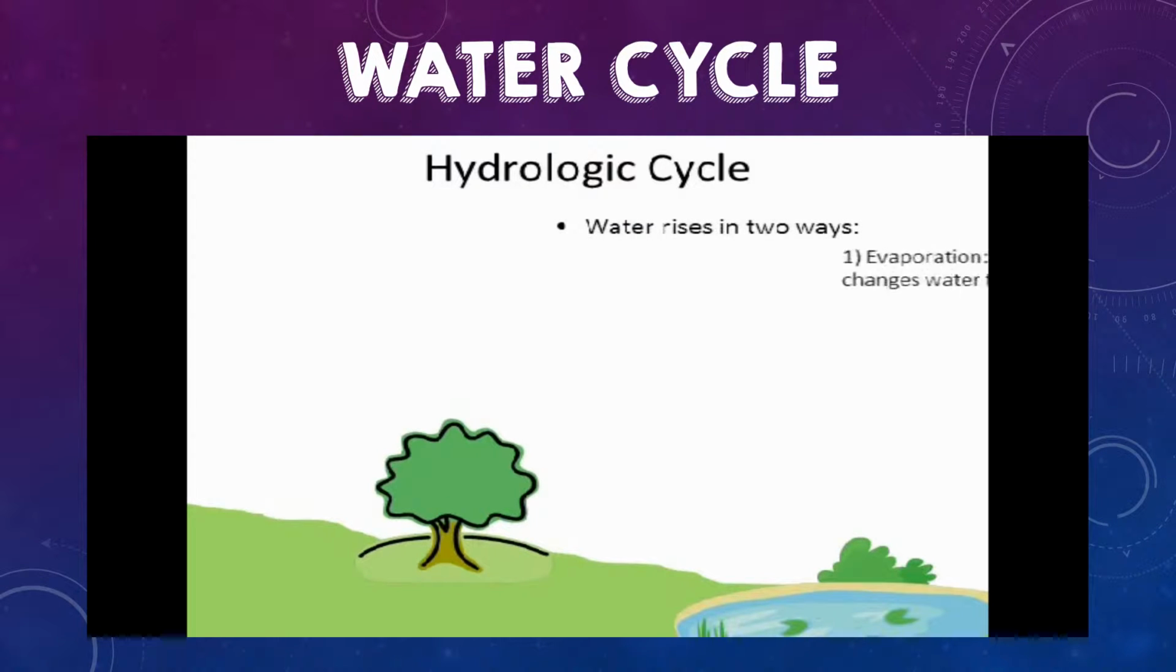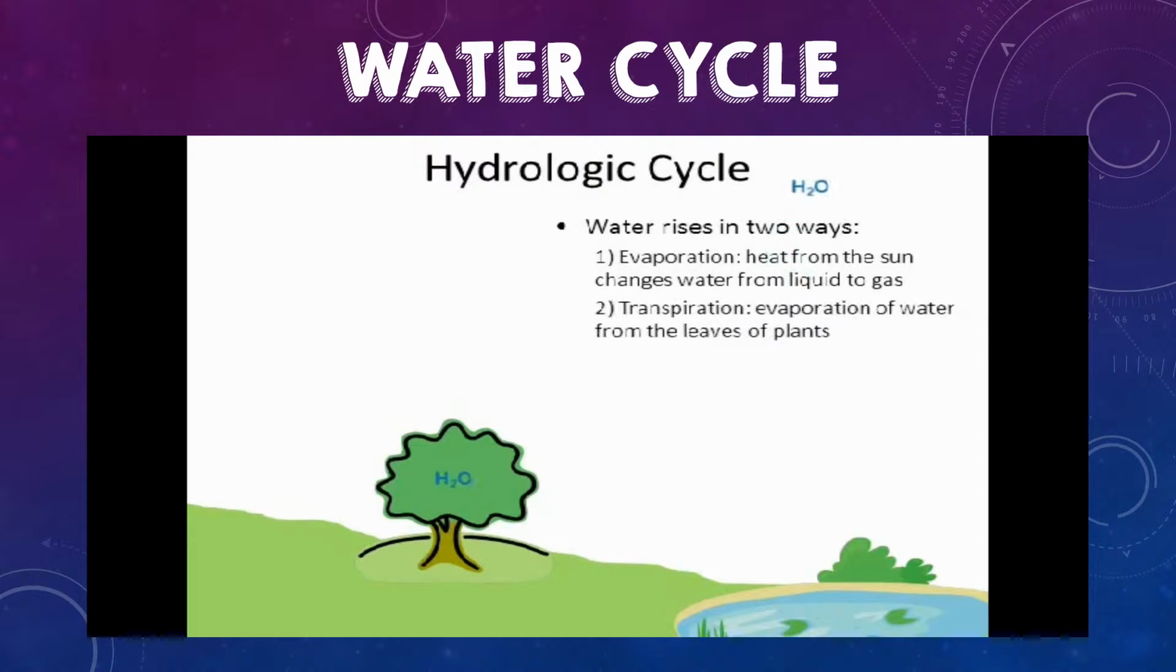Water rises into the air in two ways. One, the most obvious, is evaporation. Heat from the sun causes water vapor to rise into the air. So liquid from the pond, liquid water, turns into a vapor and rises into the air. A second way that water rises into the air is through what's called transpiration. Plants will lose water through their leaves.